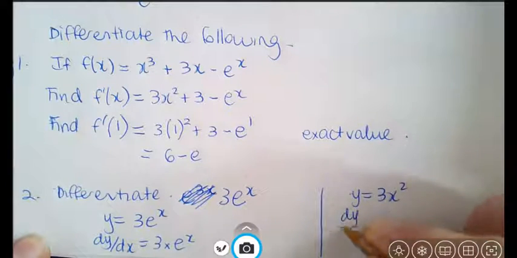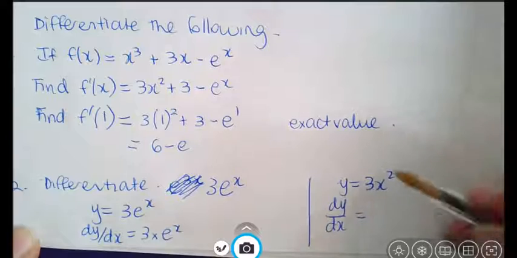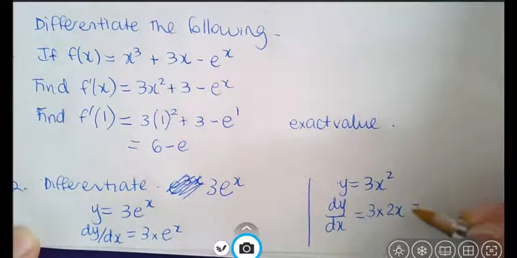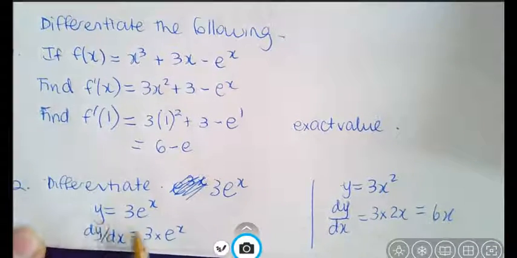would you have done this one? If y equals 3x squared, it's 3 times the derivative, 2x, which is 6x. So we're doing the same here. If y equals 3 times e to the power of x, the derivative is just going to be 3 times the derivative of e to the x, which is e to the x.